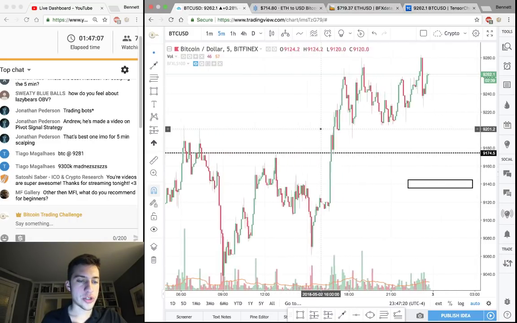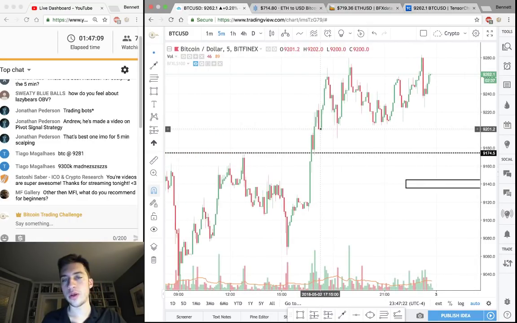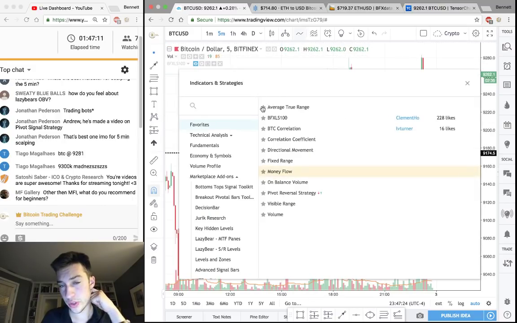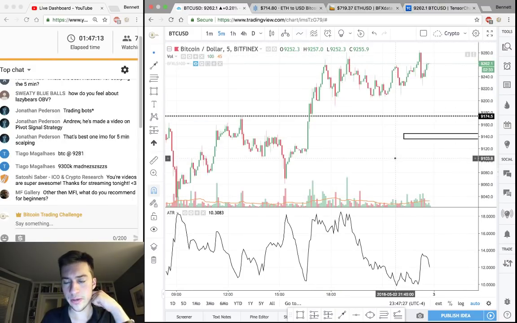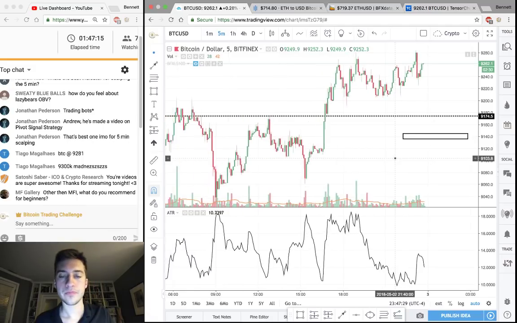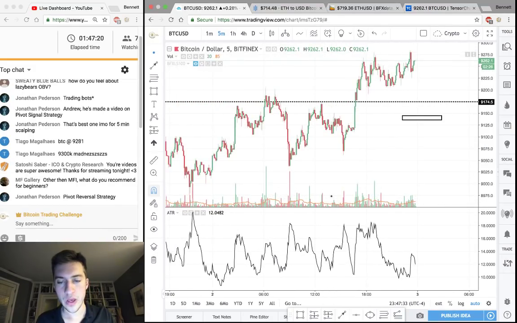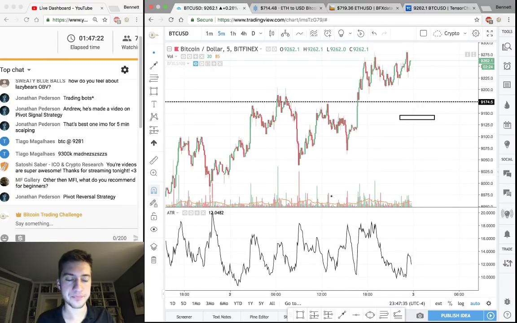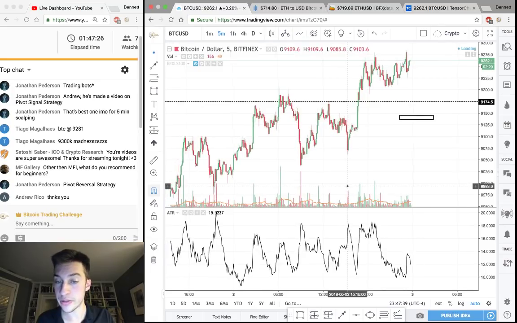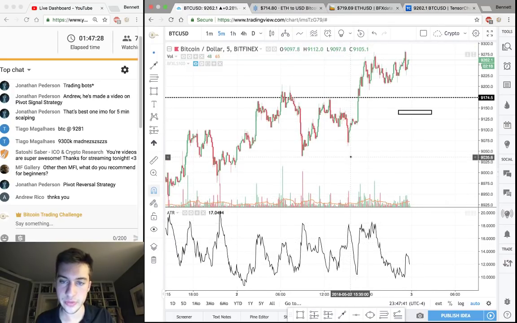Other than MFI, what do you recommend for beginners? If you want to go a little bit more advanced, you could use the average true range, the ATR. This is going to be a measure of volatility, and you're going to want to use this kind of like how you use volume. You can use it in a lot of ways. With ATR spikes, you could try to enter into an ATR spike, so when the volatility spikes, you take the other side of the trade. That's one thing that you could do.